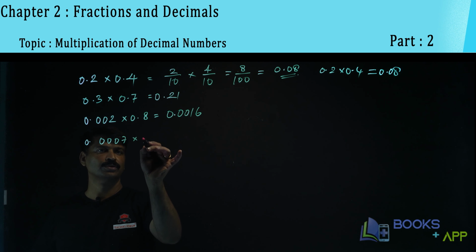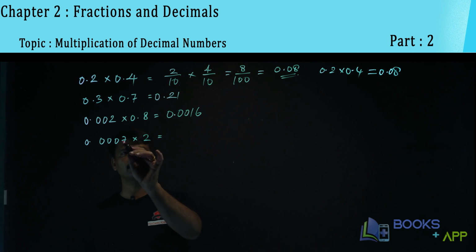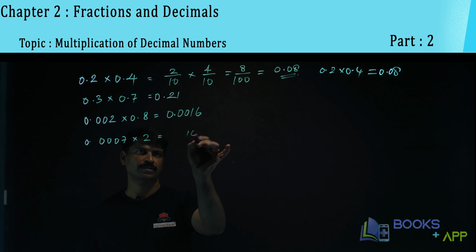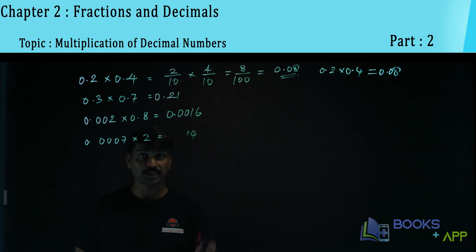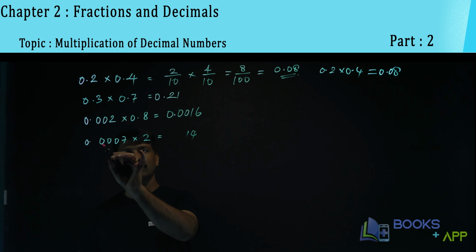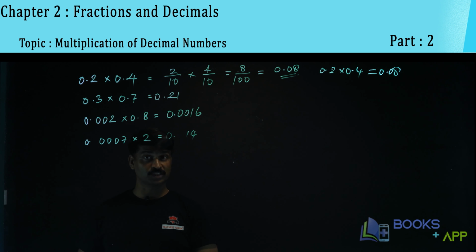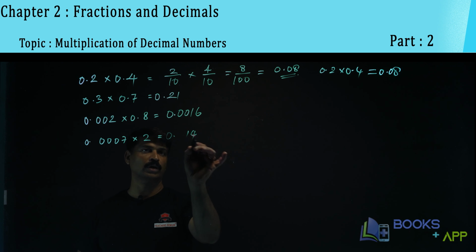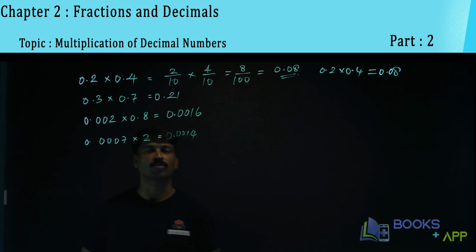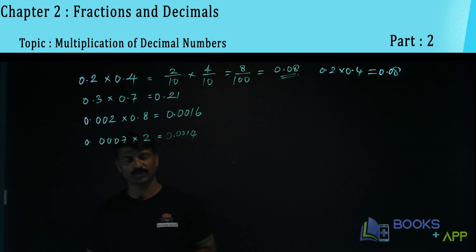0.0007 into 2. What is the answer? Just multiply 7 into 2. 14. How many places after the decimal point? 1, 2, 3, 4. Here no positions. So only 4. So in the answer after the decimal point, how many places should be there? 1, 2, 3, 4. 1, 2 is already there. Put 2 more. So this is the answer. So this is how we have to multiply 2 decimals.